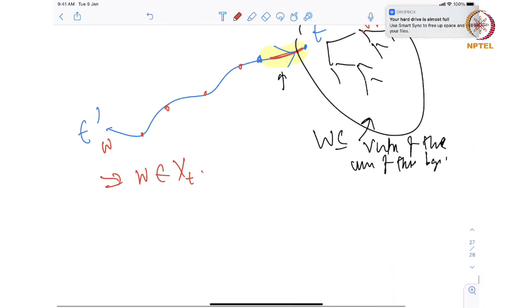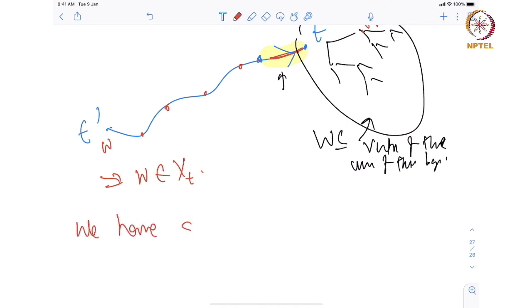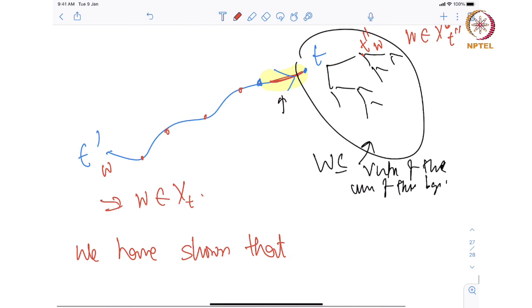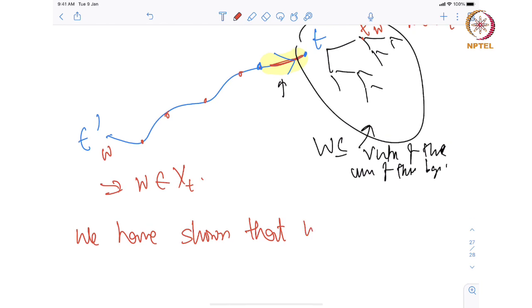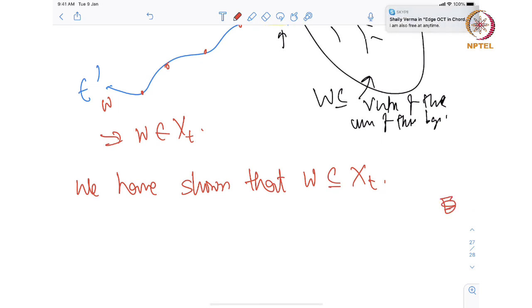So we have shown that W is a subset of X t. So this concludes the lemma. Okay, and now here's my exercise.